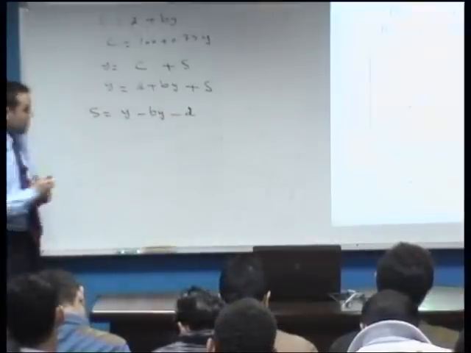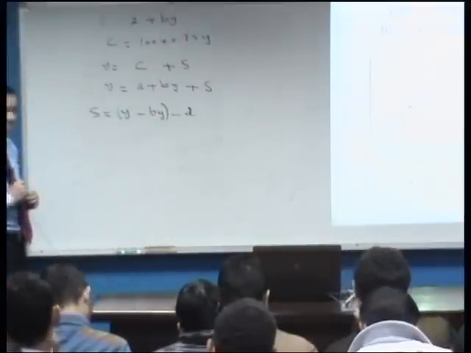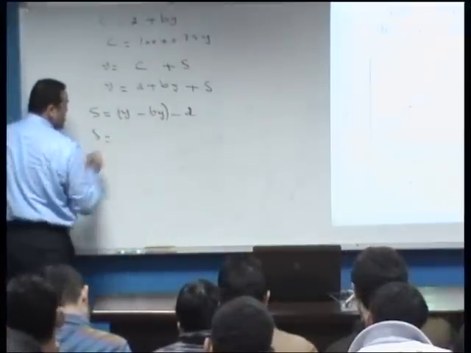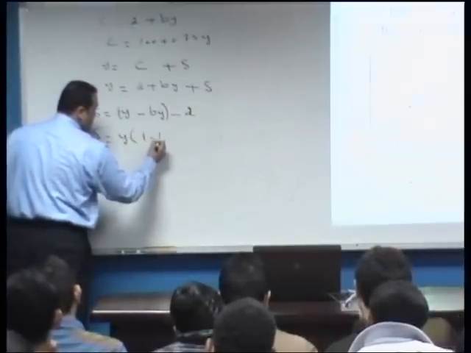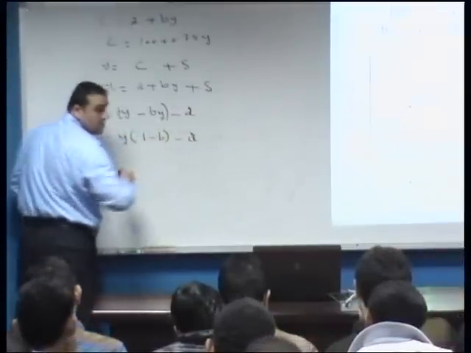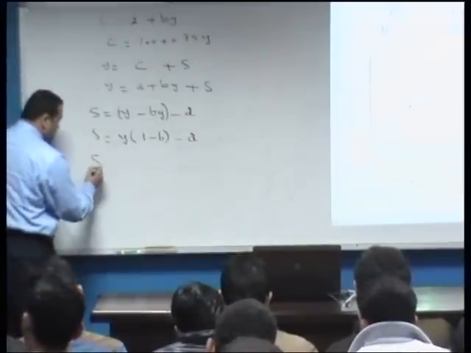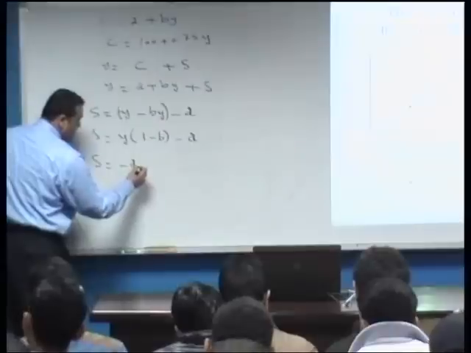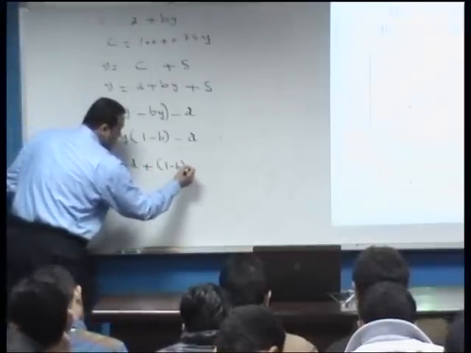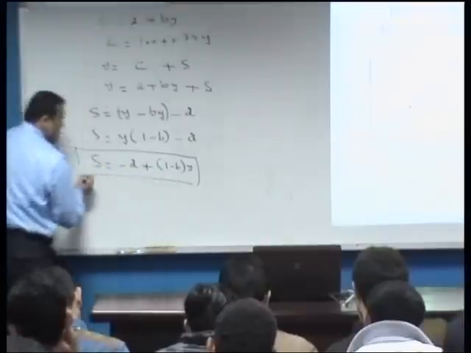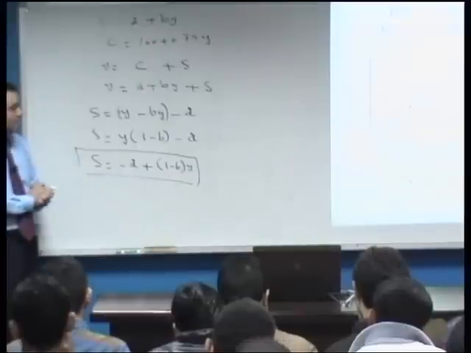Put Y minus BY in brackets. So S equals, take the common factor, Y in (1 minus B), minus A. Reorganize the formula: S equals minus A plus (1 minus B) times Y.